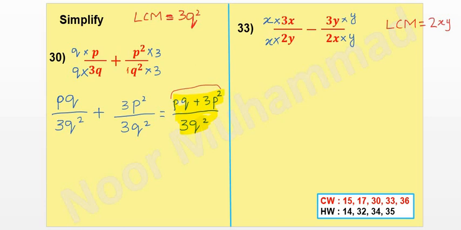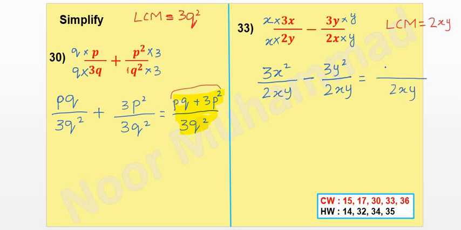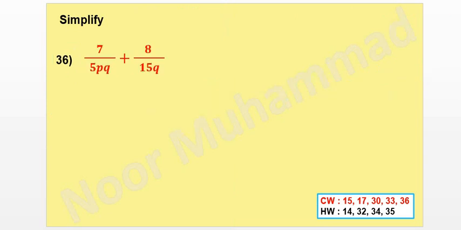So let's see what will be in the numerator. 3 times x will be 3x squared, and in the denominator we will have 2xy. And here 3y times y will be 3y squared, and in the denominator we will have 2xy. And when we want to add them, we keep the same denominator and then we place the numerators together, because they are unlike terms, so they cannot be added together. Let's solve one more question.